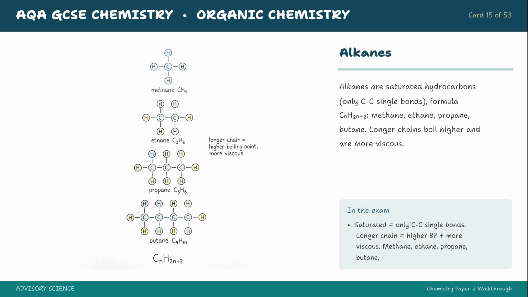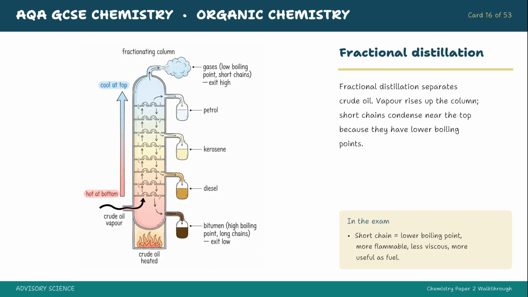Properties and complete combustion. Short-chain hydrocarbons are highly useful because they ignite easily and flow smoothly compared to the thick, long-chain hydrocarbons. Fractional distillation. This is how we separate crude oil into its different sections. The crude oil is heated until it evaporates. Then it's fed into a tall tower called a fractionating column. The column is hot at the bottom and cool at the top.